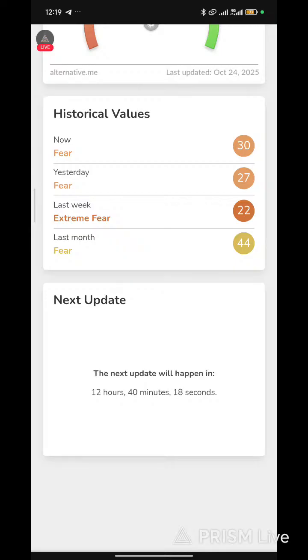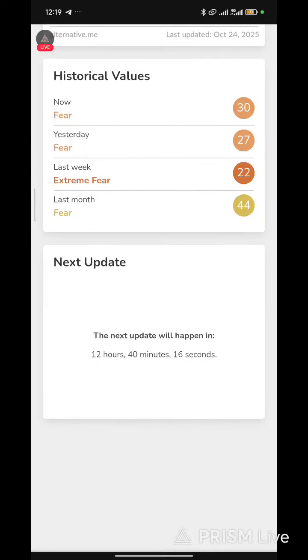The next update will happen in 12 hours, 40 minutes, 15 seconds. They are done for today. When you come back in the next 12 hours, it will be updated. You now see the current one and yesterday's one. After 12 hours, today's value will show in the place of yesterday, which is fear at 30, while the new value comes up.